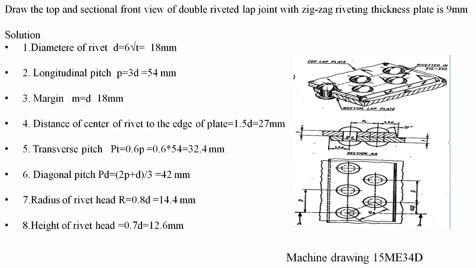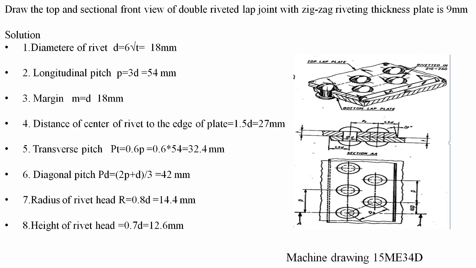So today we are discussing how to draw the top and sectional front view of a double riveted lap joint with zigzag riveting. So let me discuss this joint with a simple problem. You can see here the problem is given as: draw the top and sectional front view of a double riveted lap joint with a zigzag riveting.